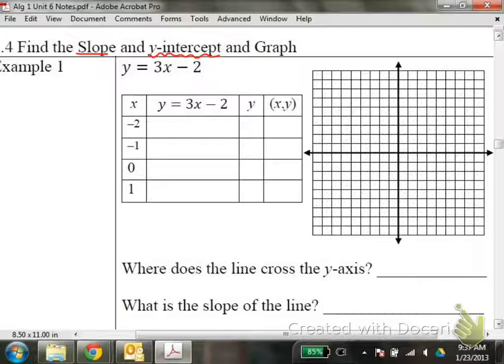I want you to take this equation, y equals 3x minus 2, and fill out the table just like you did on last night's homework. Fill out the table like you did on last night's homework and graph the line that comes out of it.